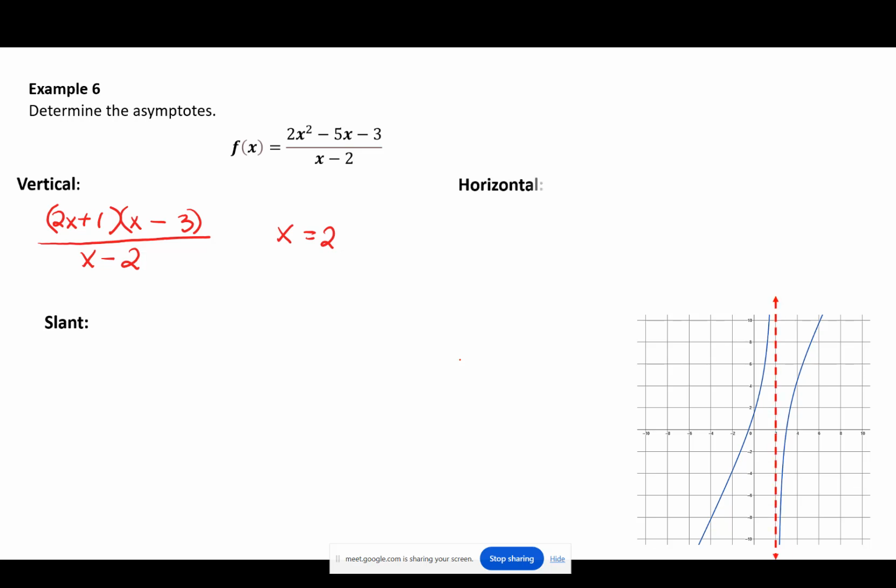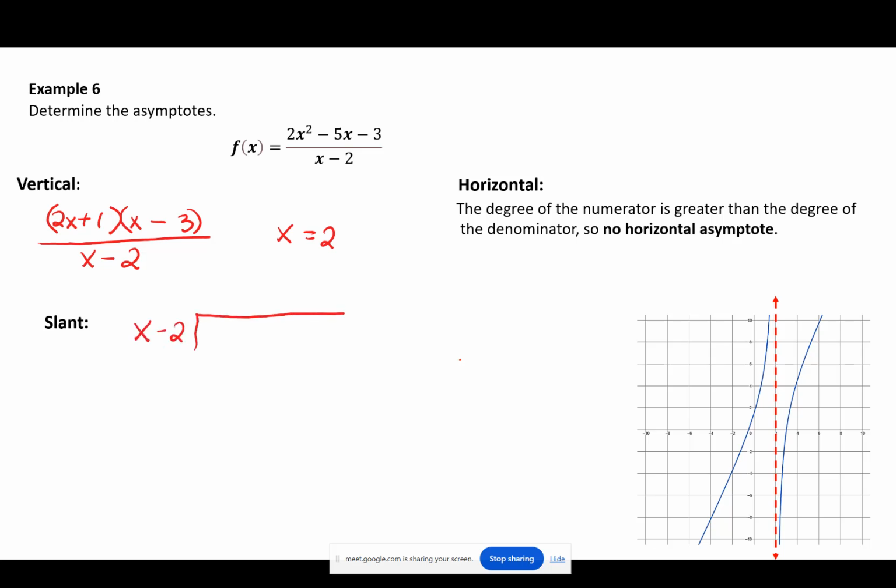Next, for a horizontal asymptote, you can see that the degree of the numerator is greater than the degree of the denominator, and that means that there is no horizontal asymptote. For a slant asymptote, remember, you have to find out if the degree of the numerator is just 1 greater than the degree of the denominator, and that's true. The degree of the numerator is 2, and the degree of the denominator is just 1. So that is the situation where you might have a slant asymptote. And to figure that out, you just do the division.